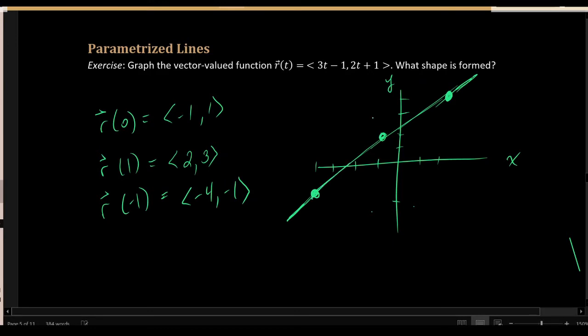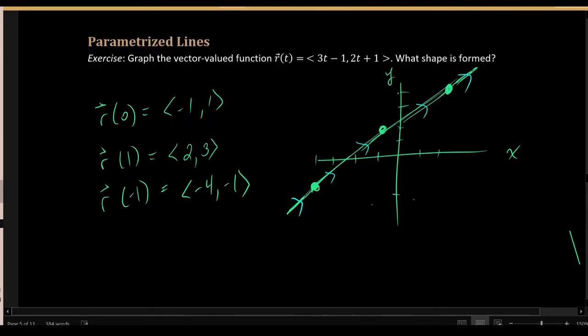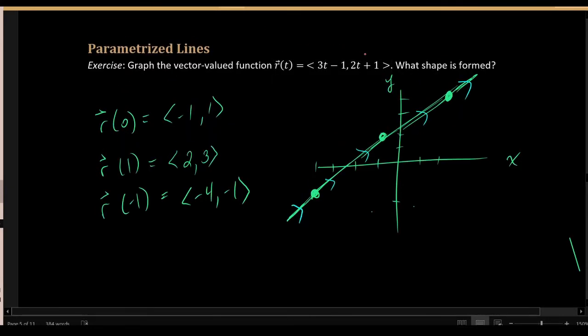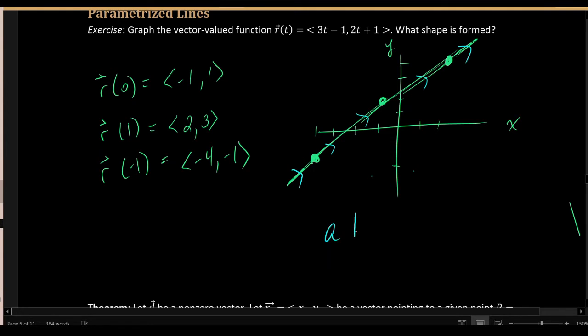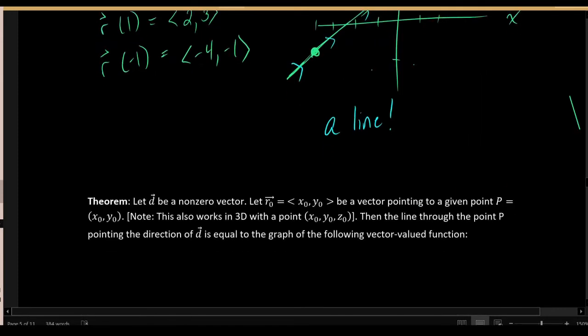This is the graph of the path traced by the output values of the vector valued function. I'm going to add directional arrows to indicate that as t got larger, the path that we traverse moved toward the upper right. So if our vector valued function has a linear equation for both the x component and the y component, the shape formed by the graph is a line. And so we call such a vector valued function a parametrized line.